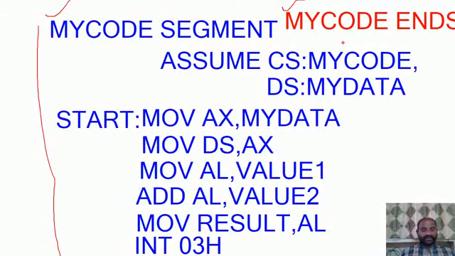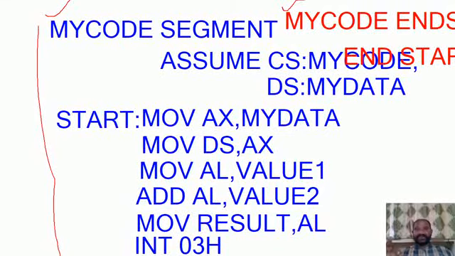For that you are supposed to write like this. I'm going to use the END directive to terminate. It is not ENDS, which is for segment termination; END is for assembler termination. It means we are telling the assembler that after the END statement, whatever instructions are there are not part of your program.